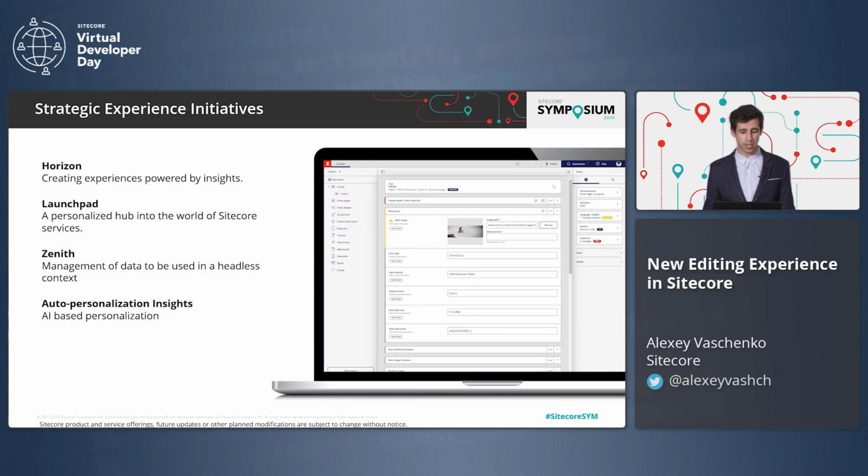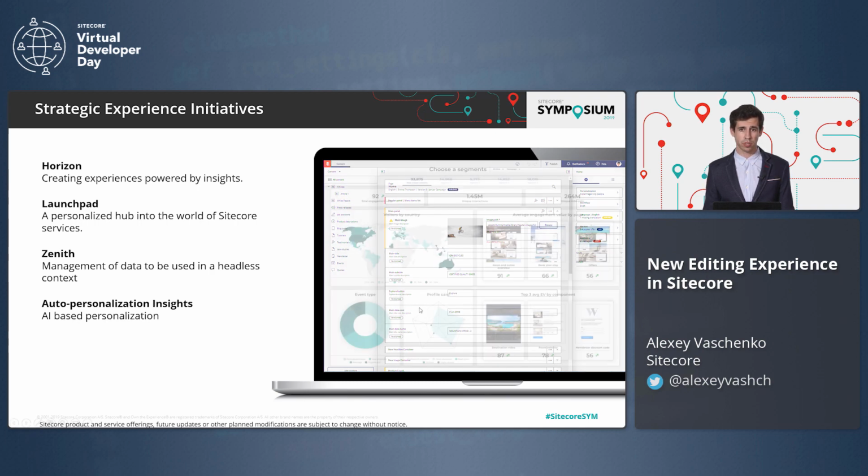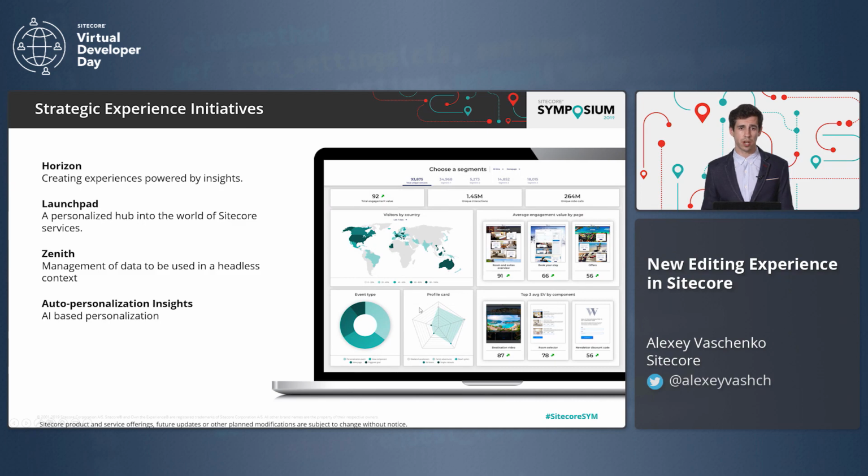Horizon is how the page looks. Zenith takes care of how you store, manage, and distribute content in a headless mode, when you don't necessarily have presentation or a what-you-see-is-what-you-get editor. It's going to work more with content items rather than pages. Finally, we are working on absolutely new auto-personalized insights. This is AI-based personalization, which enables marketers to find the best way to engage with the users.